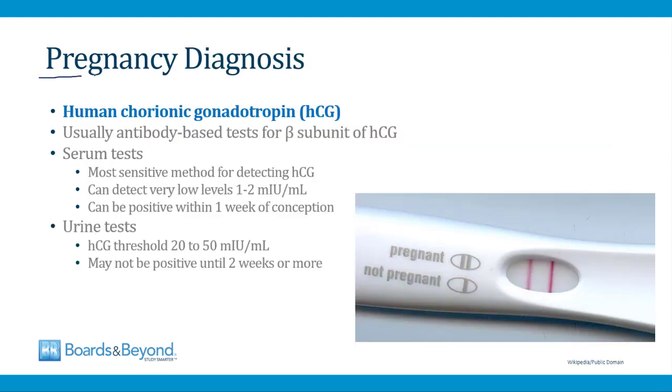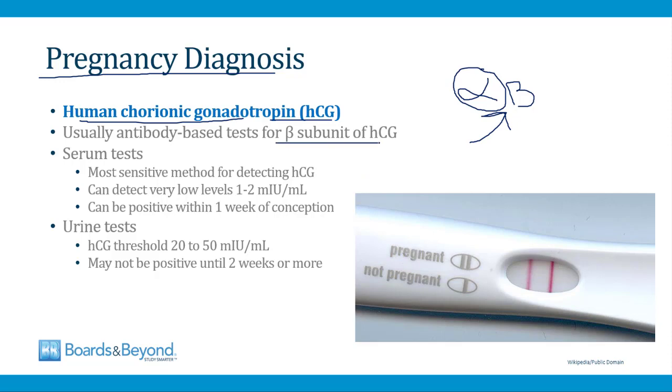Let's talk about the diagnosis of pregnancy. This is done through identification of human chorionic gonadotropin, or HCG. HCG is a hormone produced by the placenta. It has an alpha and a beta subunit, but the alpha subunit is the same as an alpha subunit that's also found in luteinizing hormone and FSH and TSH, so it's the beta subunit that's unique. So what we use are antibody-based tests to identify the beta subunit of HCG, and that's how we diagnose pregnancy.